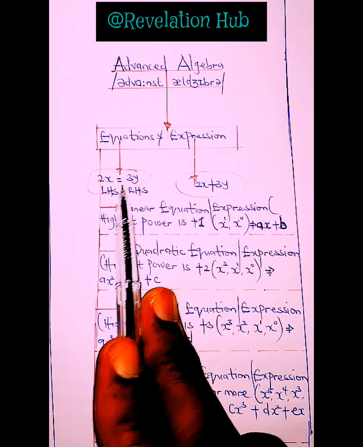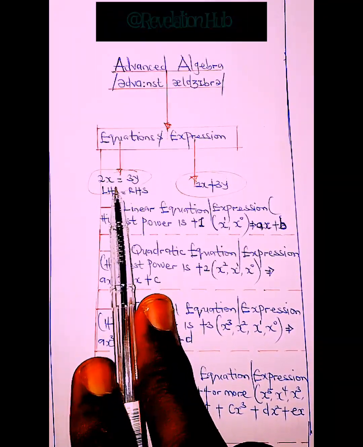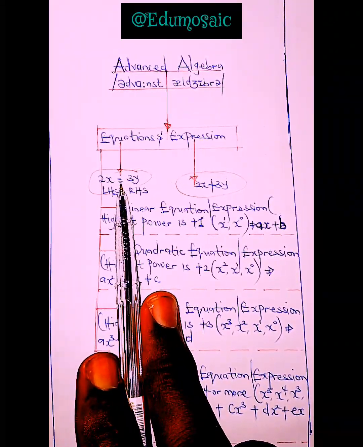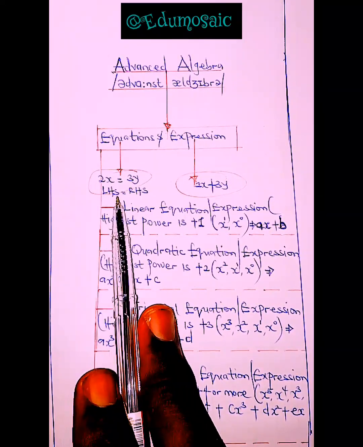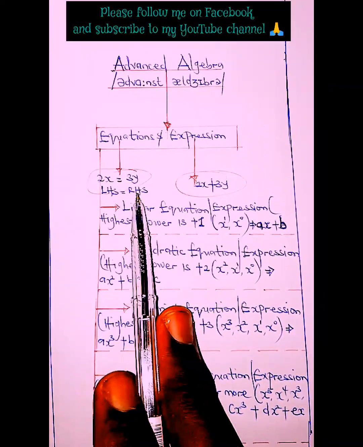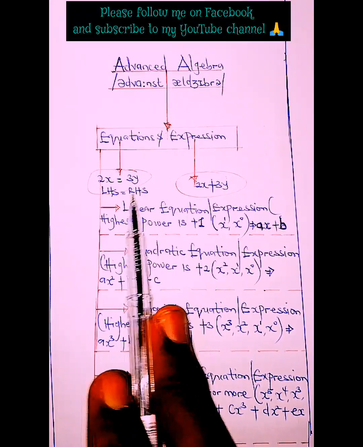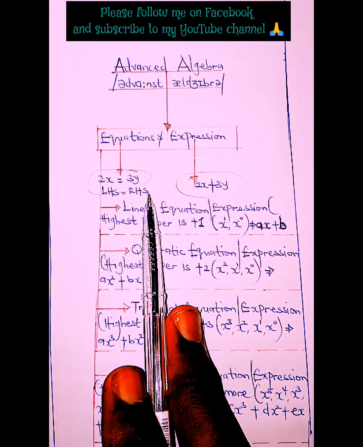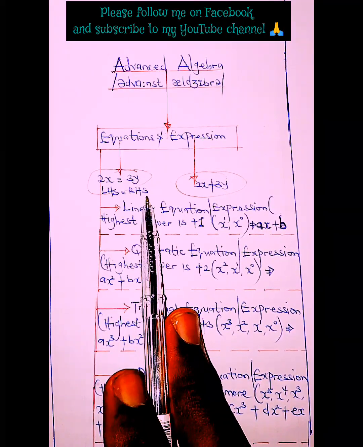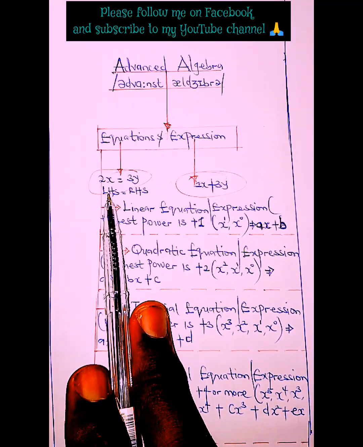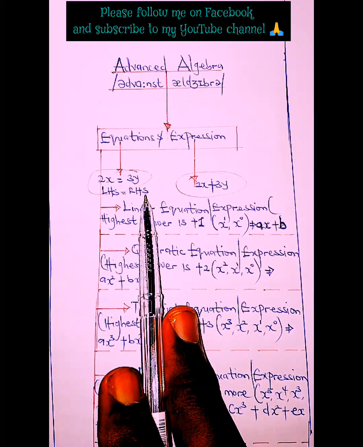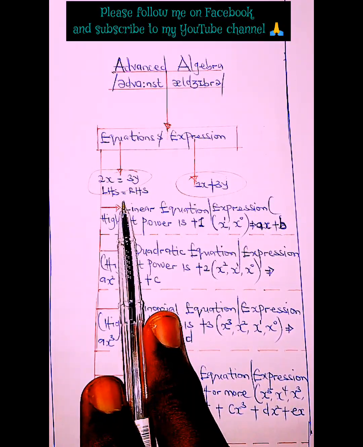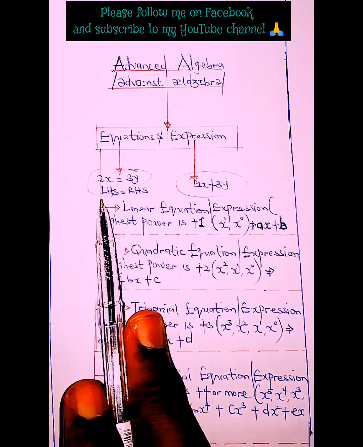When we talk about equation, what does equation mean? Equation is gotten from equality. It means there's a balance between what we have on the LHS, which simply means left-hand side, and what we have on the RHS, right-hand side. There can be equality, or a balance, only if what is on the LHS is equal to what is on the RHS. So when we talk about equations, it means the two sides are balanced, the right-hand side and the left-hand side.